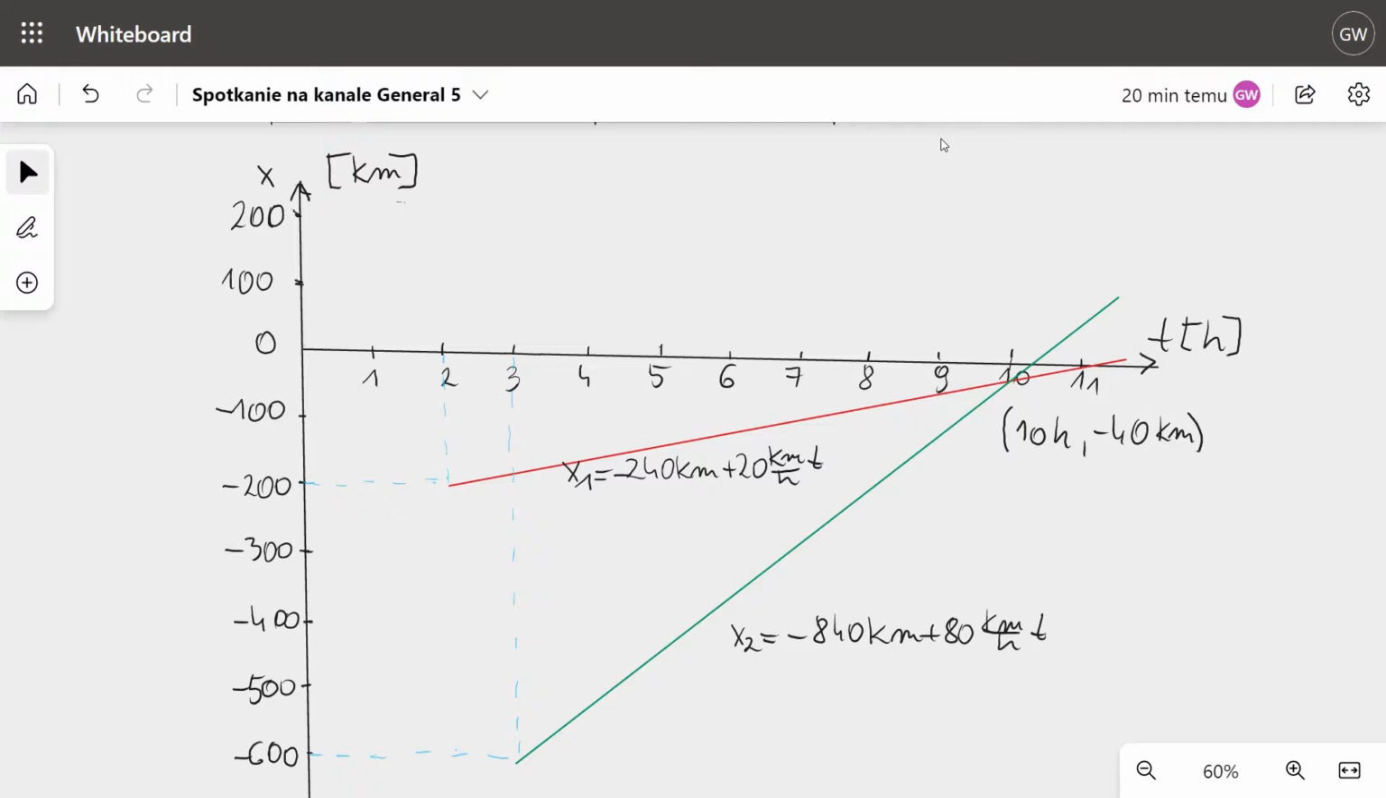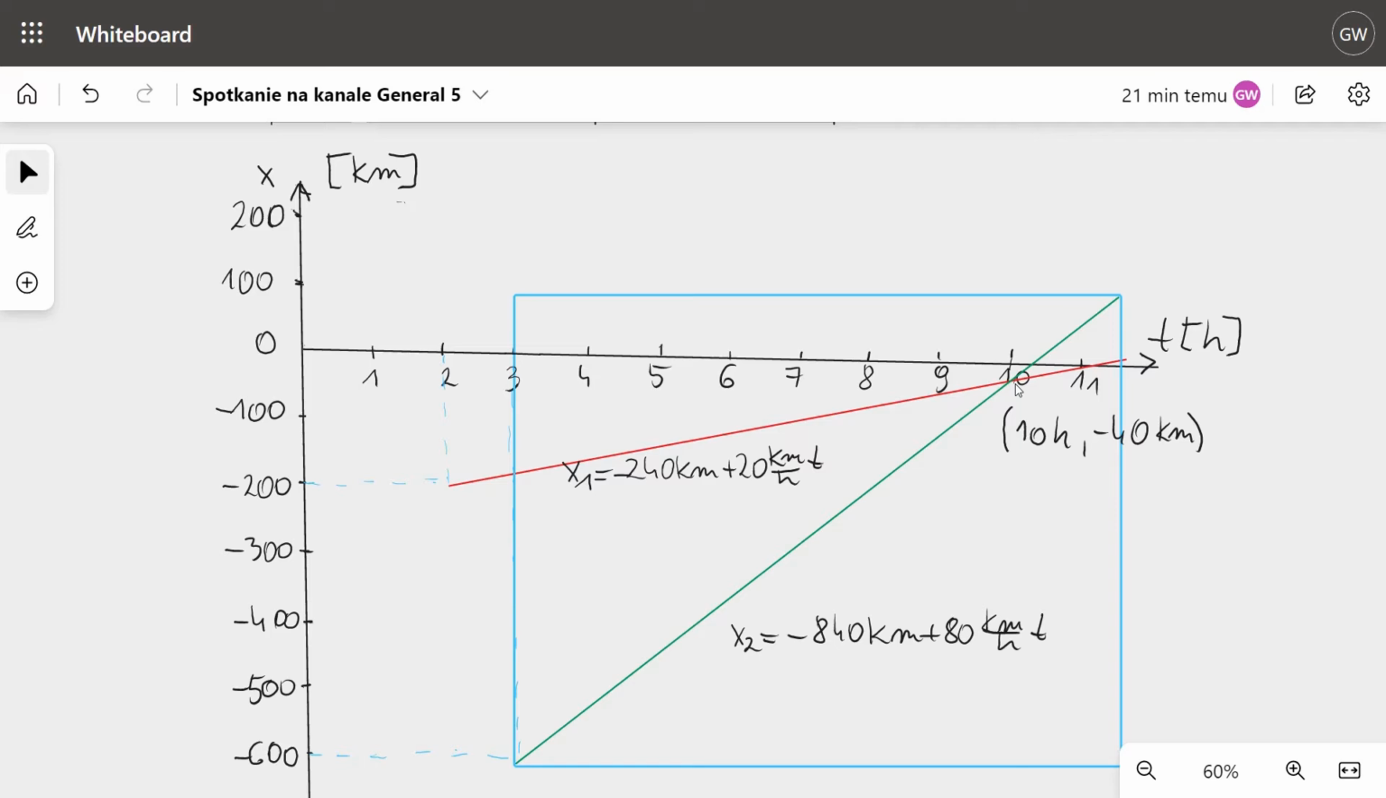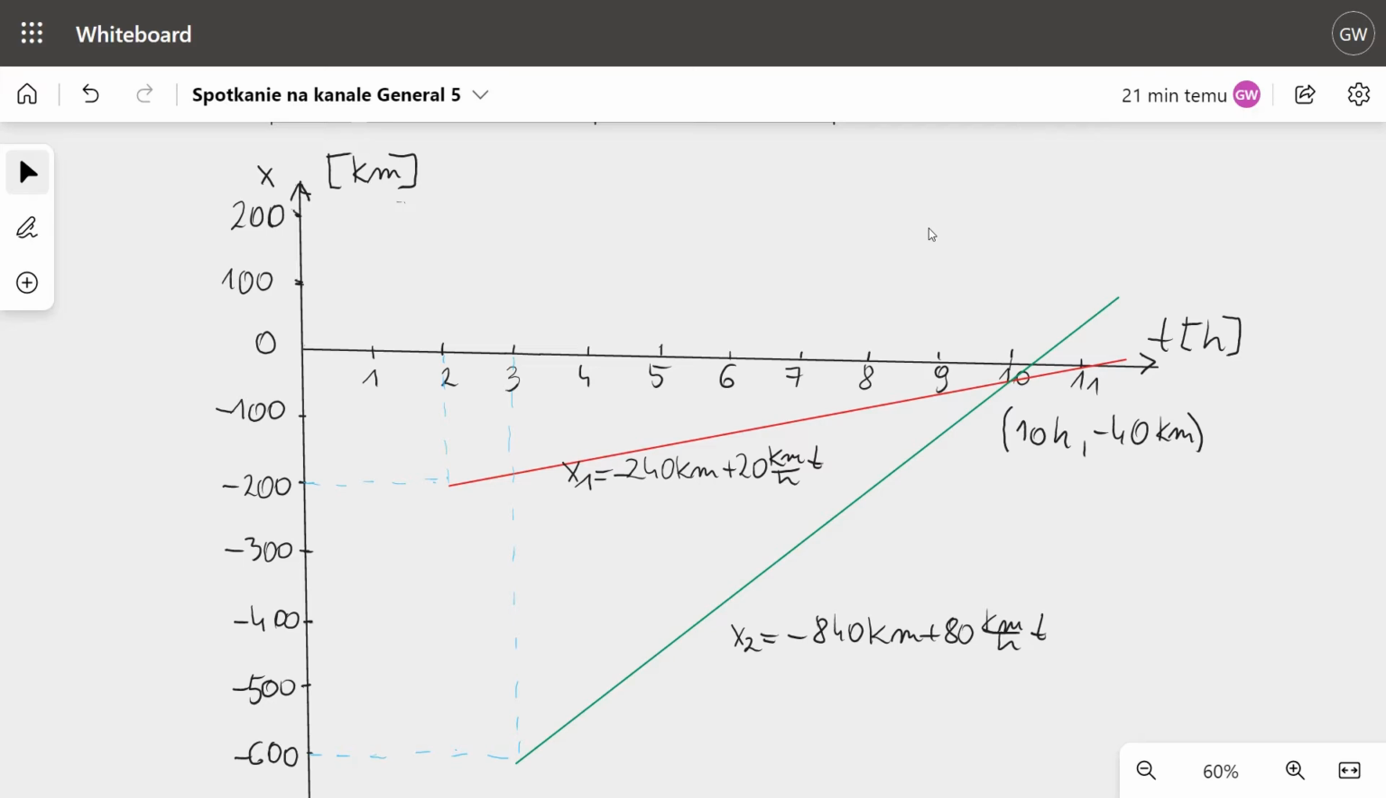Now we can represent the motion of cars in the xt coordinate system. We read the time and coordinate of the intersection of the lines representing the movement of both cars. It will be the time and coordinate of the place where the cars met. So, we solved our problem. So, it is the end of this lesson.